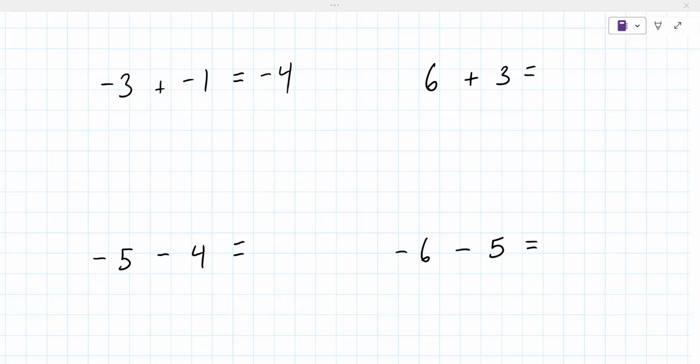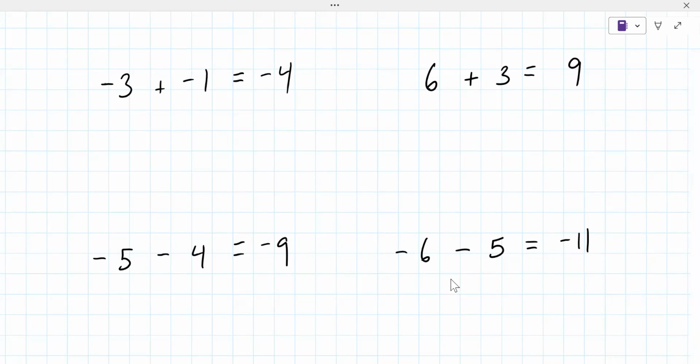So go ahead and do the next one. Would -5 minus 4 be -9? Yes, very good. Would 6 plus 3 be 9? Yes. And then would -6 and 5 be -11? Yeah, very good. I carried the sign, I put the positive and I carried the negative. That's like the only way I know how to do it.